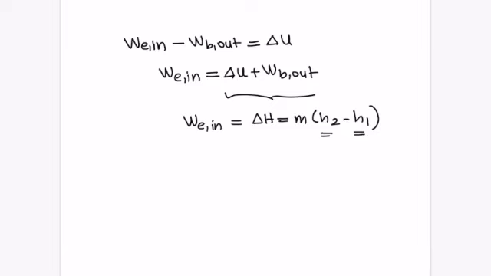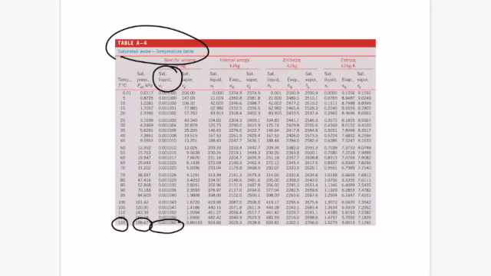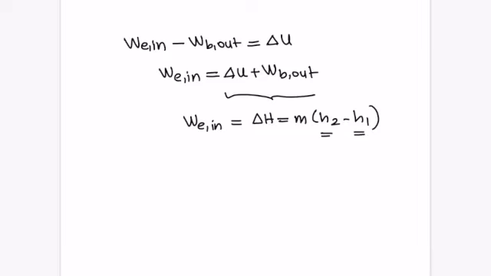So let's analyze state 1 and state 2 and see if we can figure out H1 and H2. We already checked state 1. So H1 is equal to hf, and we use the same table. H1 is equal to hf, which is 503.8 kilojoule per kilogram. Okay, we figured out H1.